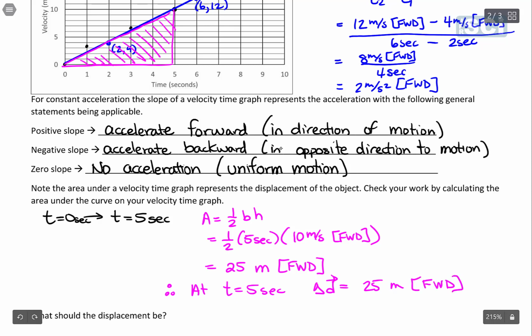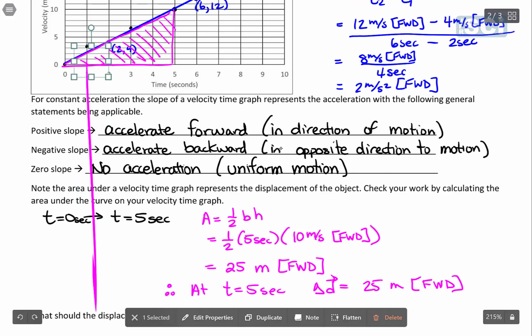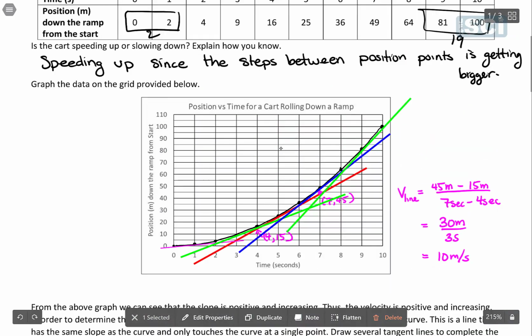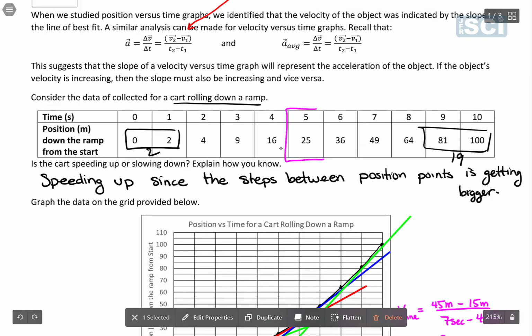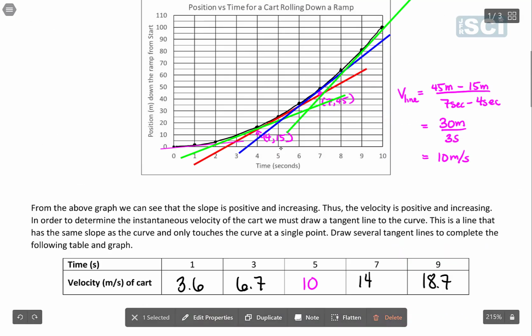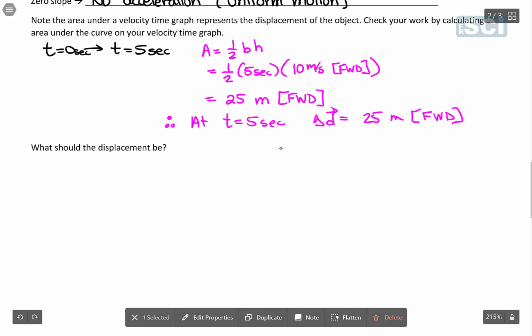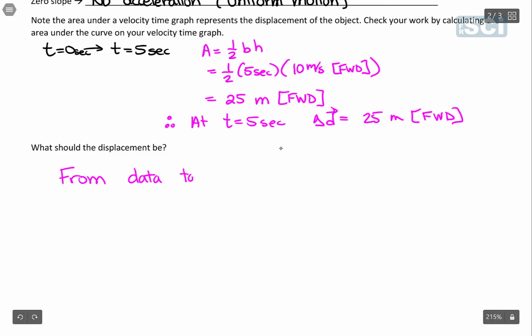Now let's see how that compares to the data that was given to us in the question. At 5 seconds, it should be roughly 25, and that's exactly what we got. It was 25 meters down the ramp. So I calculated here that it was roughly 25 meters forward. What should the displacement be? So I'm going to say from data table for position.